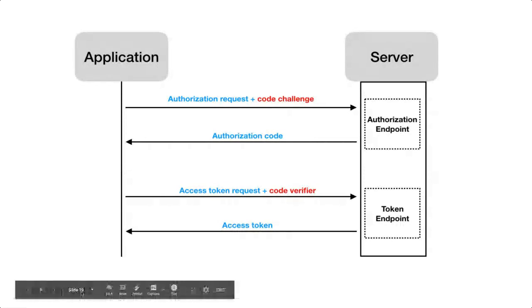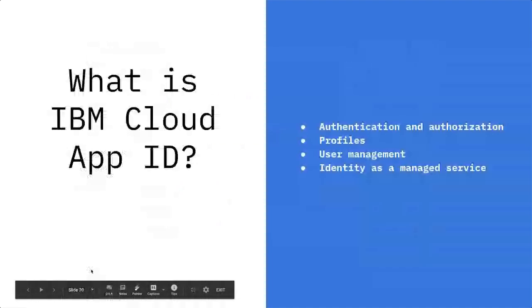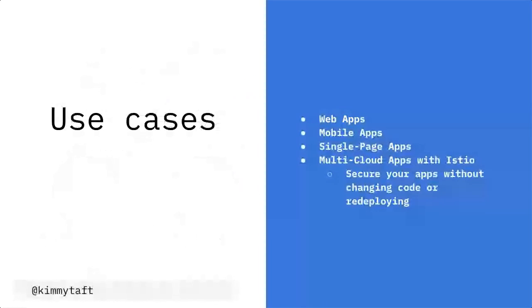So let me get back to where we were. Okay. So before we get started with our hands-on workshop part, we're just going to talk about a few use cases. So there's several use cases that App ID works best for. So the first and maybe most common is web applications. So for web applications, App ID uses the OIDC authorization code flow that we talked about earlier.